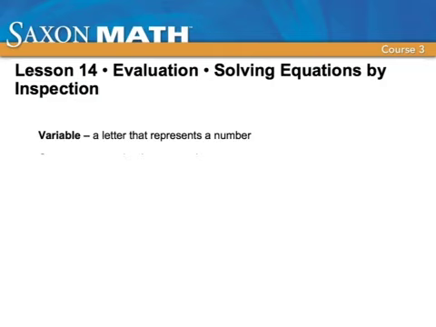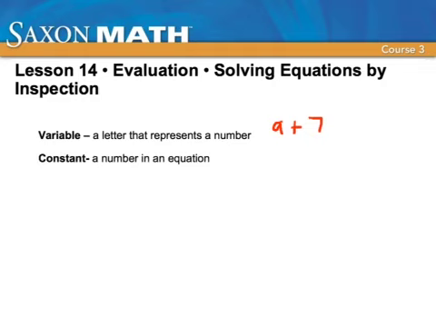A variable is a letter that represents a number. So if I put a + 7, a can represent any number. And a lot of times we'll be trying to figure out what that number is. Okay, but this is the variable.